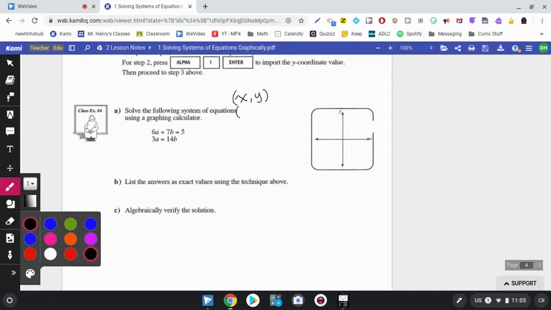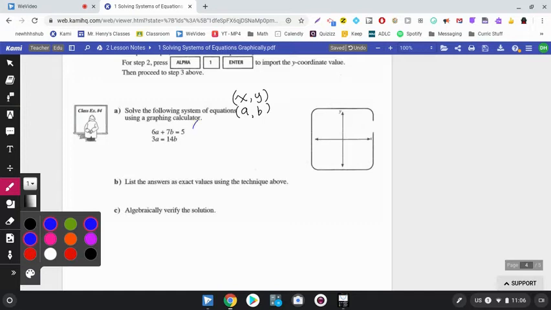Let's just say what the letters mean. So if I'm dealing with a's and b's, let's just stick with the idea of alphabetical: a then b, x and y. Okay, so for the first one, 6a plus 7b equals 5. I always rearrange to y equals. So in this case, I'm going to rearrange to b equals.